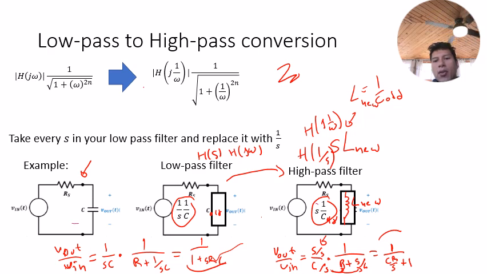Okay, so now that we've gotten there, there should be a negative sign here, but it turns out that all of our functions are real. As a result, the magnitude of H of negative j omega will be the same as H of j omega, so I'm just going to say H of j omega.